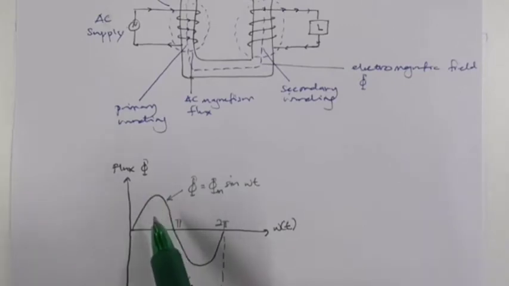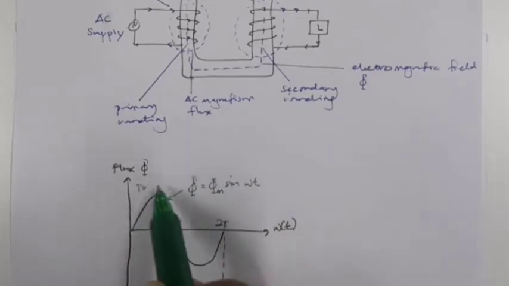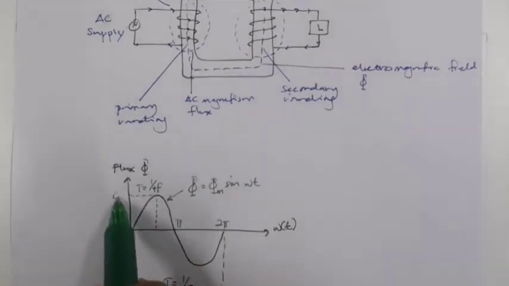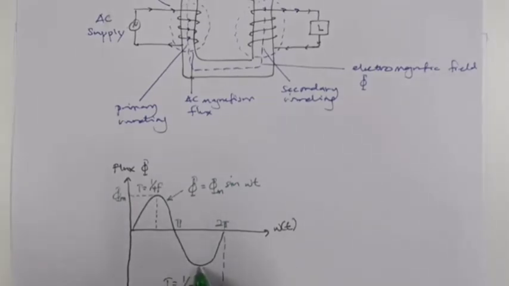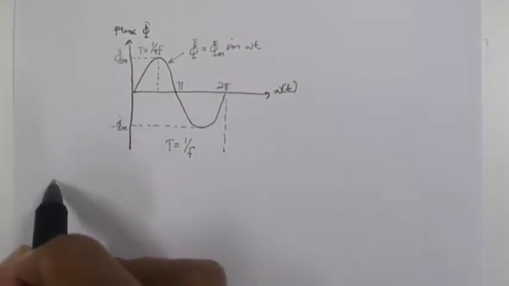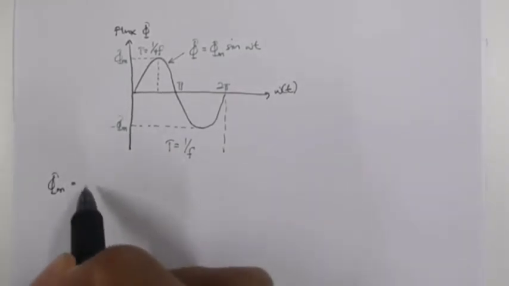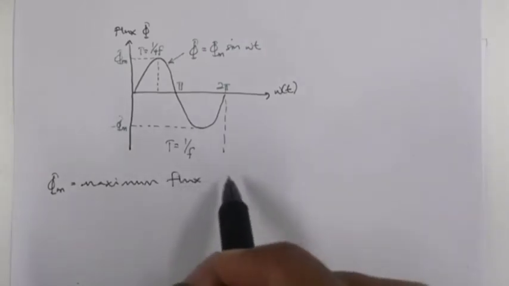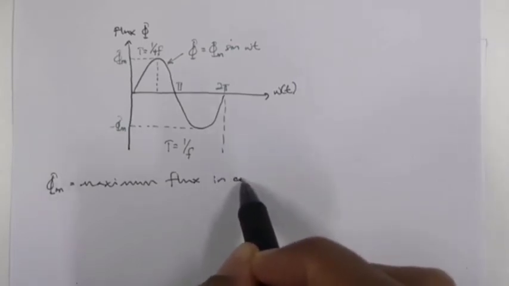Ketika gelombang mencapai maksimum adalah pada ketika T sama dengan 1/4, bermakna ia dikedudukan dekat sini. Di sini juga ialah maksimum. Apa yang kita boleh keluarkan daripada graf ini ialah yang kita ketahui ini flux adalah maksimum, flux maksimum pada core dalam unit Weber.